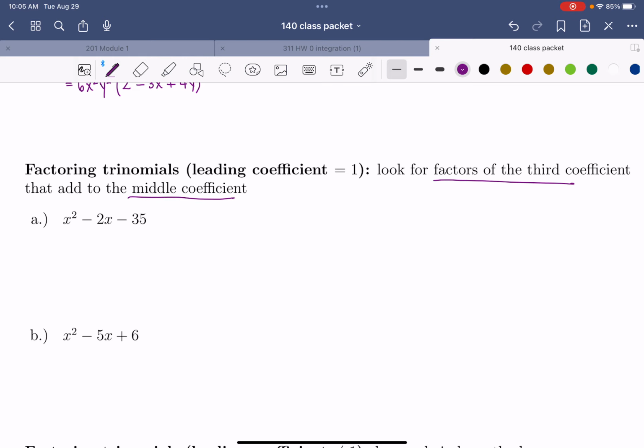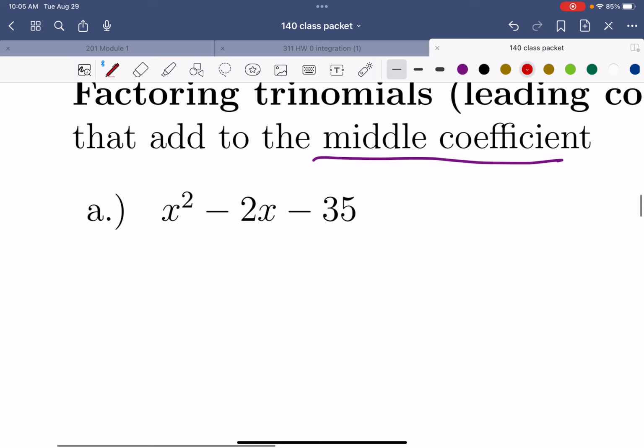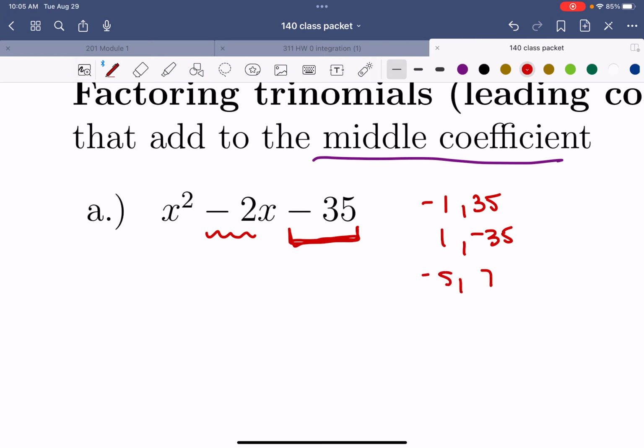So if I look at this first one, I need two numbers that multiply to negative 35, but add to negative 2. So factors of negative 35. Well, 35 is 1 and 35, right? Now it's negative, so one of them would have to be negative. So I could do negative 1 and 35 or 1 and negative 35. I also, 35 is 5 times 7, so I could do negative 5 and positive 7 or negative 7 and positive 5. And I think really that's it, right?